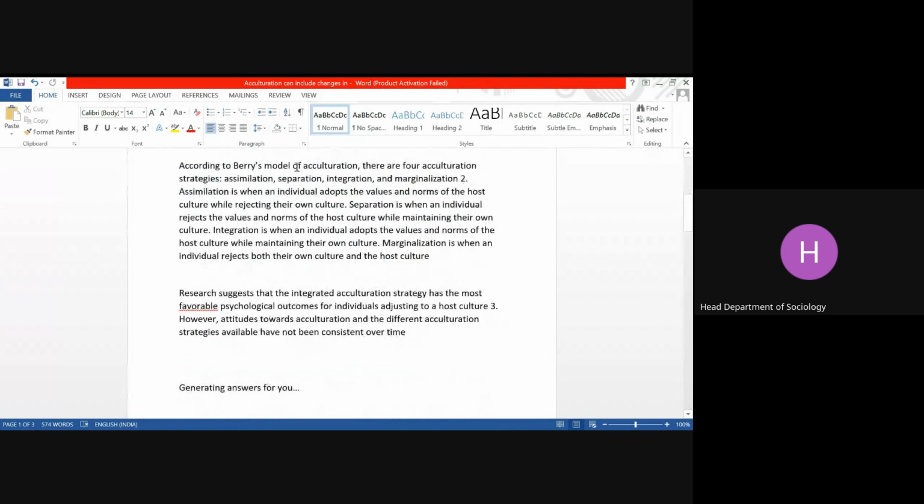I'll show you the examples, whatever we have discussed yesterday. See, according to the Berry model, whatever we have discussed in the above paragraph, the model of acculturation has 4 acculturation strategies. That is assimilation, separation, integration, and marginalization. Assimilation we have already done. What do we mean by assimilation? It is one of these strategies of acculturation. Assimilation is when an individual adopts the values and norms of the host culture while rejecting their own culture, right?